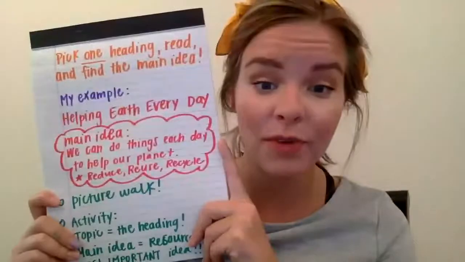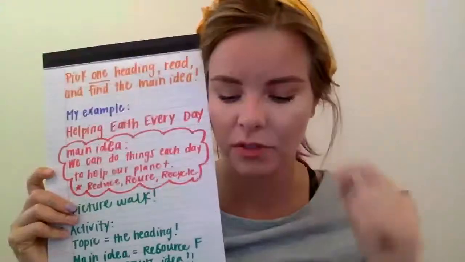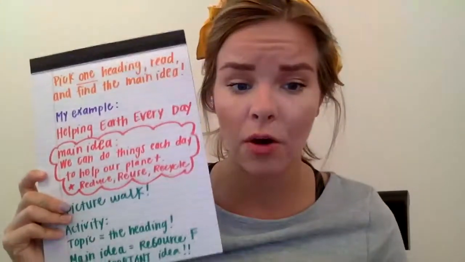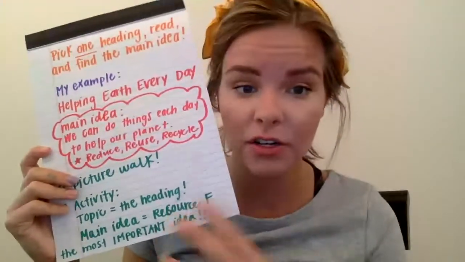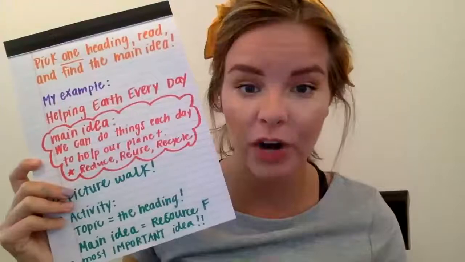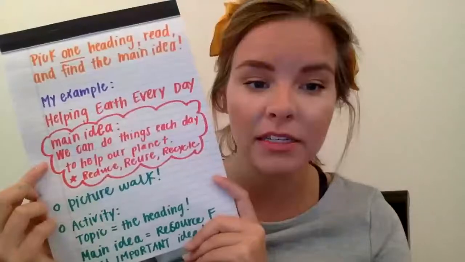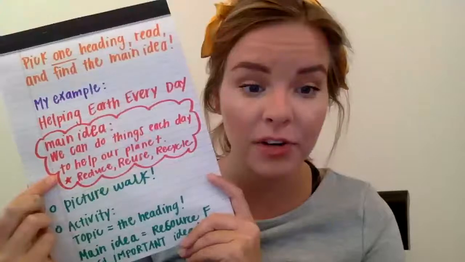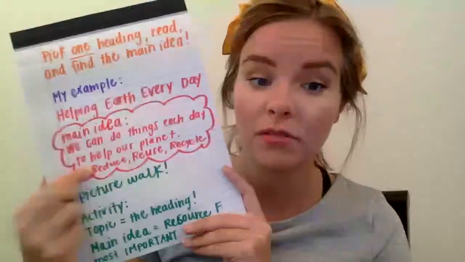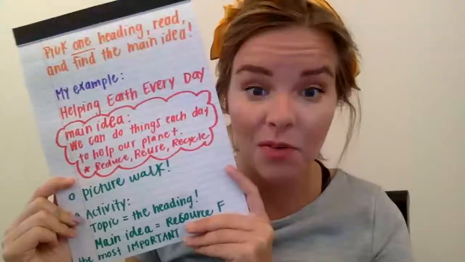So, I read this heading over again, and I thought to myself the entire time I was reading, what is this mostly about? Because that's what the main idea is, the most important idea. What is the text mainly about, right? So I thought this part of the text, starting on page 10, was about all the things that we can do each day to help our planet. And it brought up three different examples, I guess, of ways that we can do that: reduce, reuse, and recycle. So I just added that, and that was my main idea.